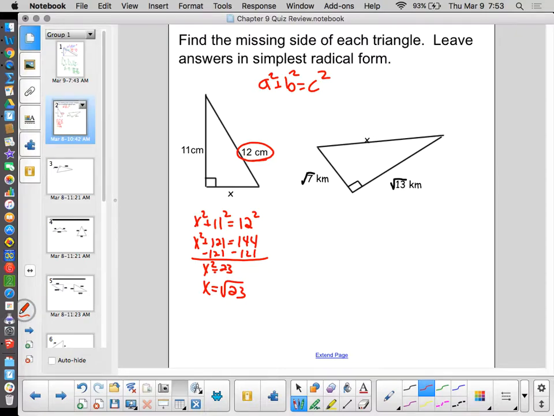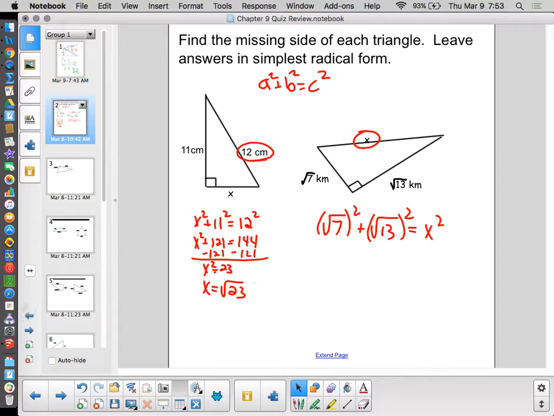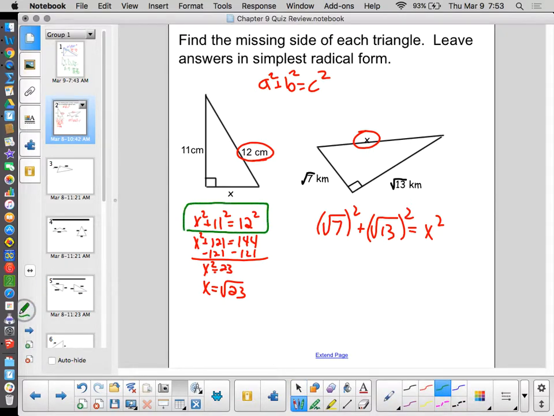Here, the hypotenuse is this one, so that's the one that's going to go by itself. The x is the one by itself this time. So the square root of 7 squared plus the square root of 13 squared equals x squared. And again, as you're doing this on the test, make sure you write out this part carefully. Don't be lazy and skip that step. Because if you do make an arithmetic error or an algebra error here, at least they know you set it up correctly, and that's worth points.